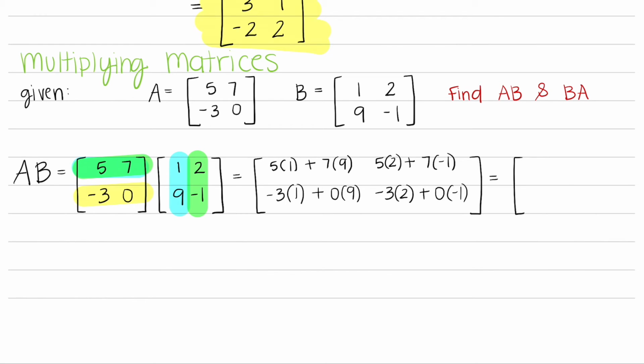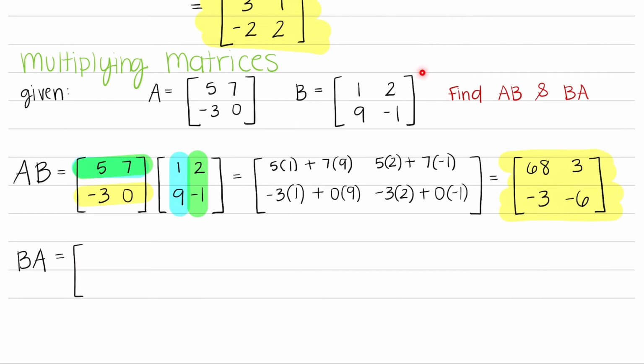So now let's reduce. 5 times 1 is 5, plus 7 times 9 is 63. 63 plus 5 is 68. 5 times 2 is 10, plus 7 times negative 1 is negative 7, so 10 plus negative 7 is 3. Negative 3 times 1 is negative 3, plus 0 times 9 is 0, so just negative 3. And negative 3 times 2 is negative 6, plus 0 times negative 1 is just 0, so you're just left with negative 6. And that's our answer for multiplying A times B.